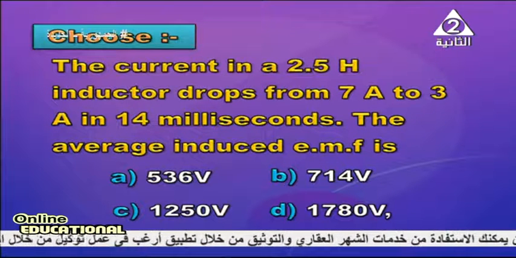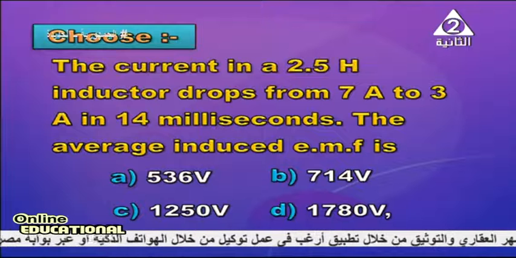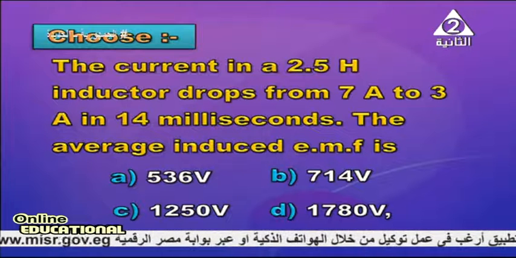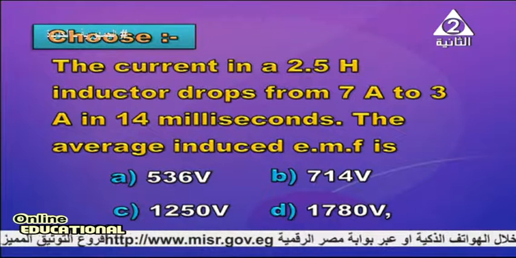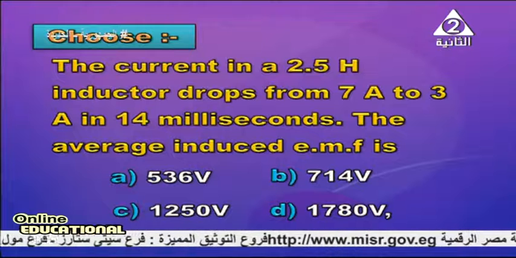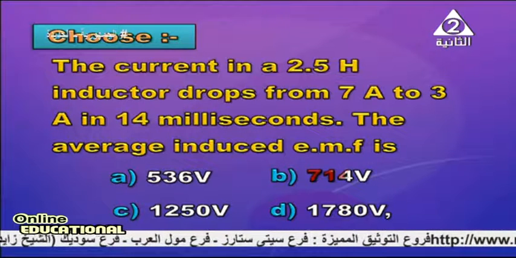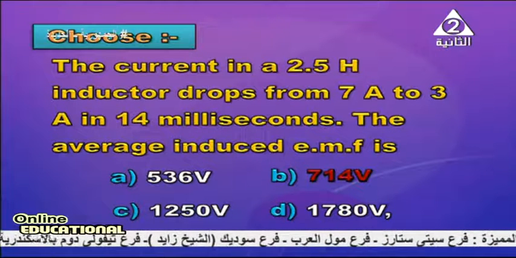Okay, what rule is to be used? EMF equals L delta I over delta T. I'll give you seconds to do it. Yes, it's all easy. It is 714 volt.